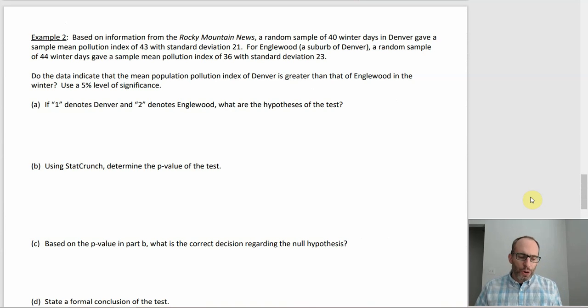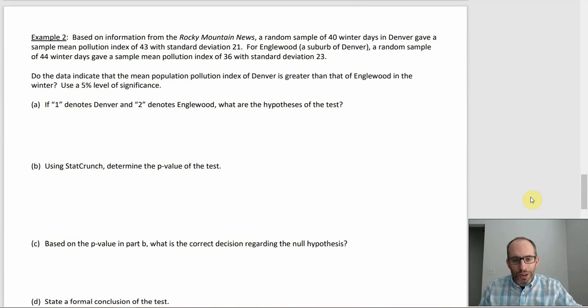The only direction that would really make sense here, just considering where you think, well, Denver is a big city, Inglewood is a suburb that's not really that big, is that you would think the population density in Denver is probably going to be higher, and you'd think there's going to be more traffic, probably more pollution, right? That would make sense. So we're just going to look at that one direction. We want to see if the mean pollution index in Denver is higher in the winter.